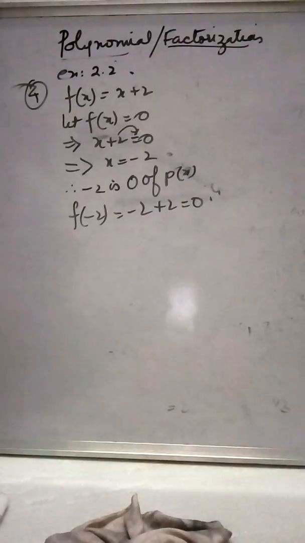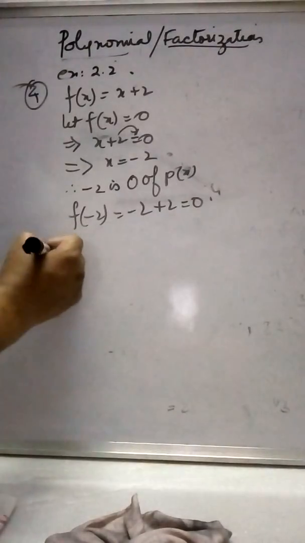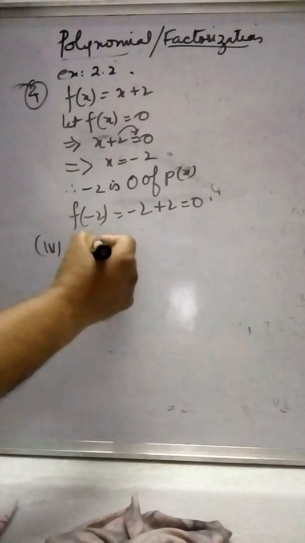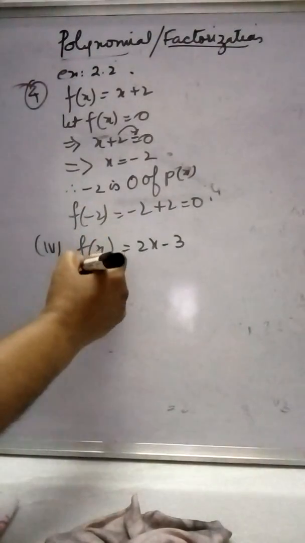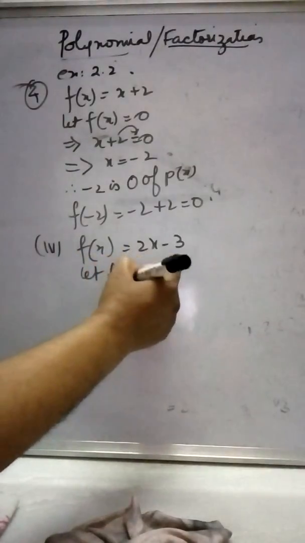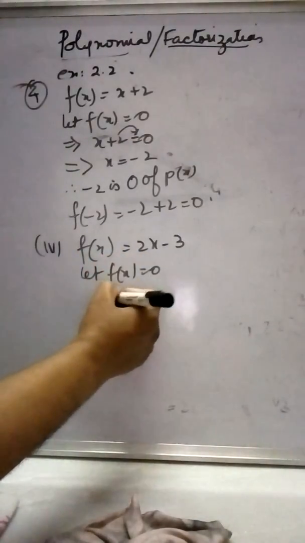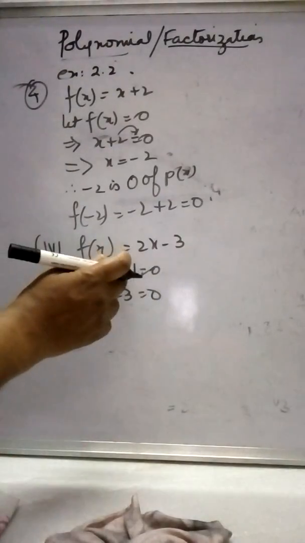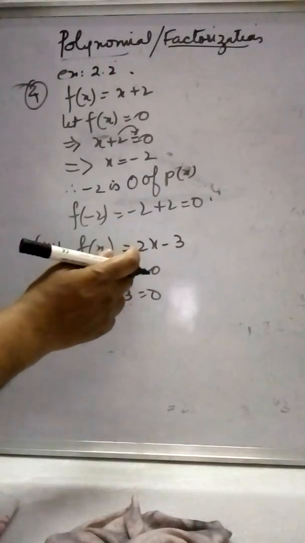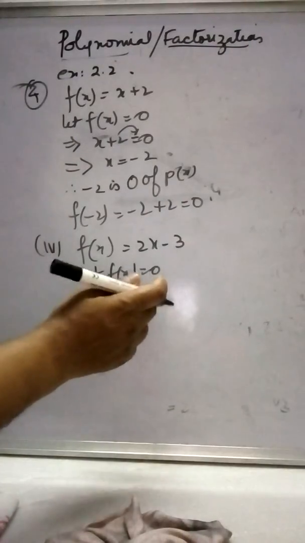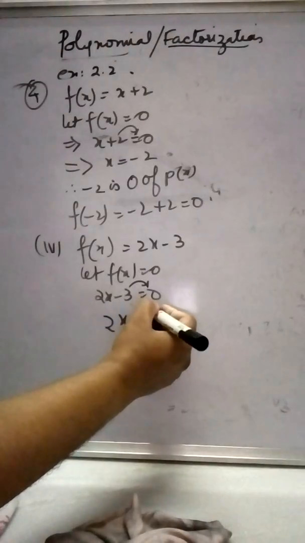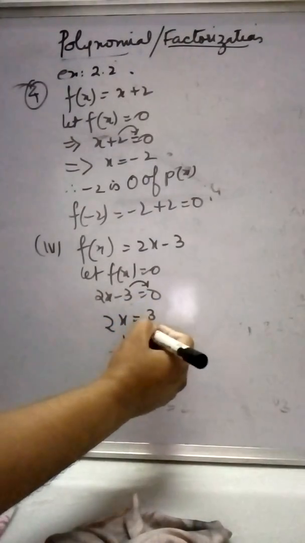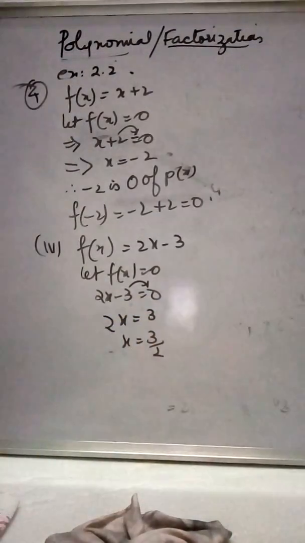Next, I'll take the fourth bit. The fourth bit is given to you as f of x is equal to 2x minus 3. So let f of x be equal to 0. So 2x minus 3 is equal to 0, because f of x is 2x minus 3. In place of f of x I am writing 2x minus 3 is equal to 0. 2x is equal to, I am transposing 3, so it will be plus 3. x is equal to 3 by 2. So I can say 3 by 2 is the 0 of the polynomial.